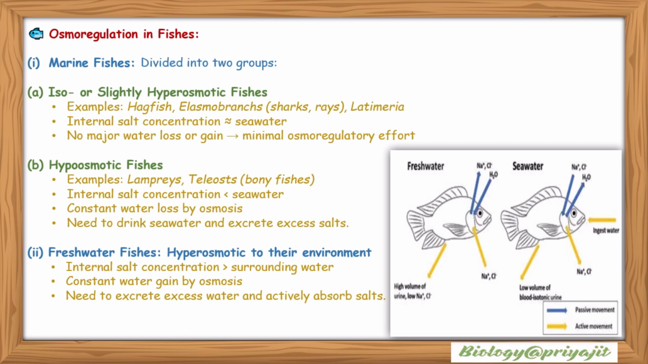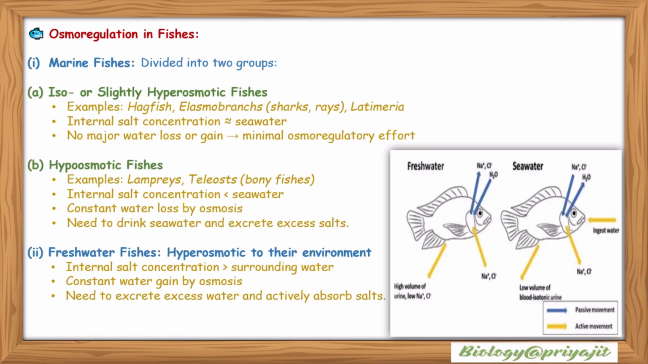If the habitat is iso-osmotic or slightly hyperosmotic, in that group of fishes, for example hagfish or elasmobranchs like sharks, rays, Latimeria, etc., their internal concentration is more or less the same as the seawater, so no major water loss or gain happens there, and minimal osmoregulatory effort is found. In the case of hypoosmotic fishes, where examples are lampreys and teleosts like bony fishes, their internal salt concentration is lower than seawater, so constant water loss occurs by means of osmosis, so they need to drink seawater and excrete excess salts.